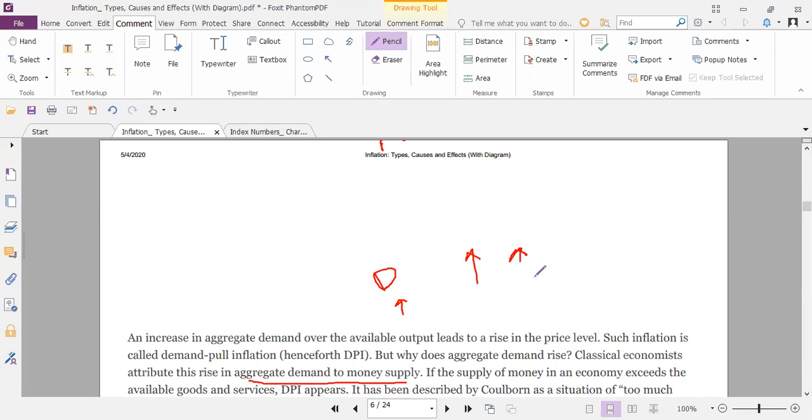Either the government is giving us money, or you are getting employment somewhere where they are paying you a high salary, right? So this way the money supply will increase, or the banks are lending loans at a much cheaper rate than what is required, more loans, and this is how they are supplying more money in the economy than what is required. At that time the demand will increase, the aggregate demand will increase.